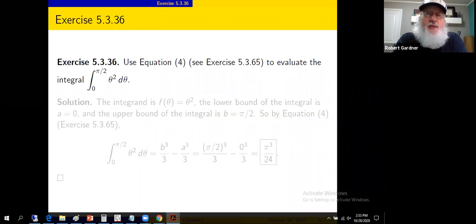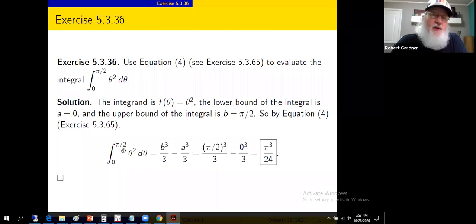Here in number 36, they've said, evaluate the integral from 0 to pi halves of theta squared d theta. Okay, well, it's a squaring function, and we just had a quickie little formula, equation 4, from that exercise we just did, that tells us if you want to integrate from 0 to pi halves of theta squared, simply take the upper bound cubed over 3 minus the lower bound cubed over 3, where the upper bound is pi halves and the lower bound is 0.